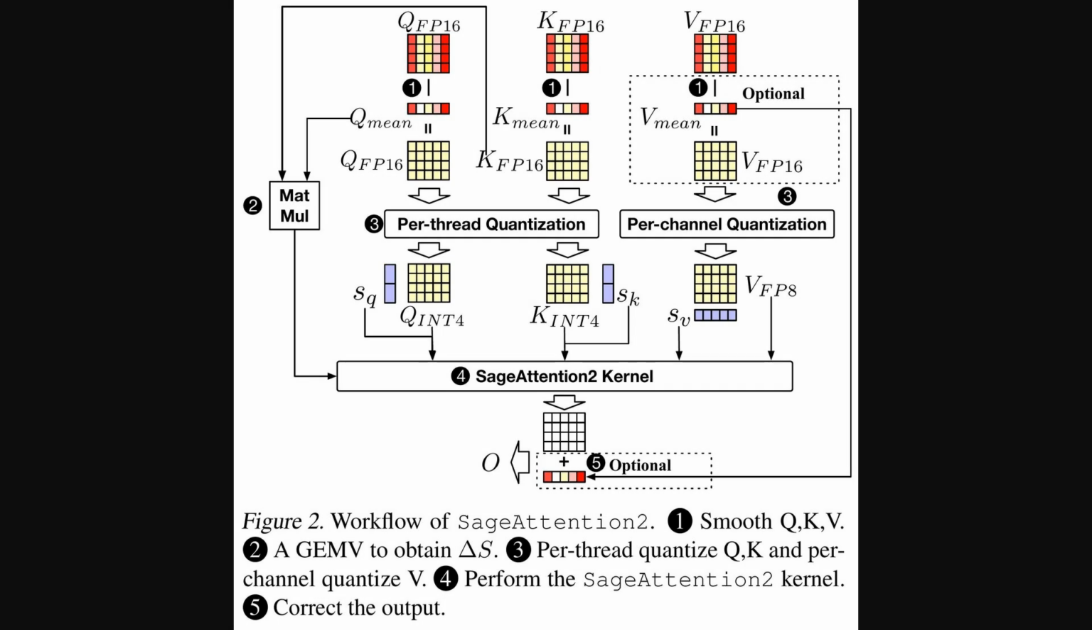Okay, so building on those performance results we just saw, figure 2 here gives us a look under the hood at the actual workflow of SageAttention2. It shows the 5 main steps. First, they smooth the Q and K matrices, and optionally V, by subtracting the mean. Then, step 3 is where the quantization happens. Q and K go down to INT4 using this per-thread method, while V is quantized to FP8 per channel. Step 4 is running the main kernel, and finally step 5 involves adding back a correction term derived from those means they subtracted earlier. It's this process that allows them to use those lower precision formats effectively.